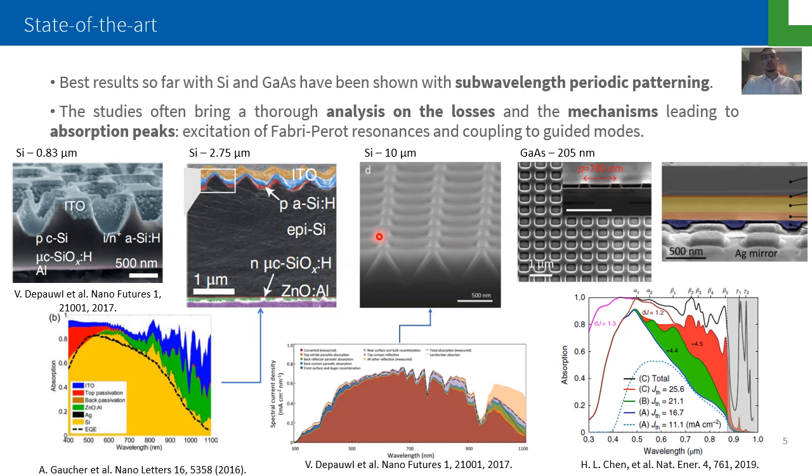What all of them have in common, which is interesting, is that they use a subwavelength periodic patterning as an approach for light trapping. So this seems to be a very reliable, efficient way of trapping light inside a solar cell or any structure, and this is what we are going to use in our work as well.